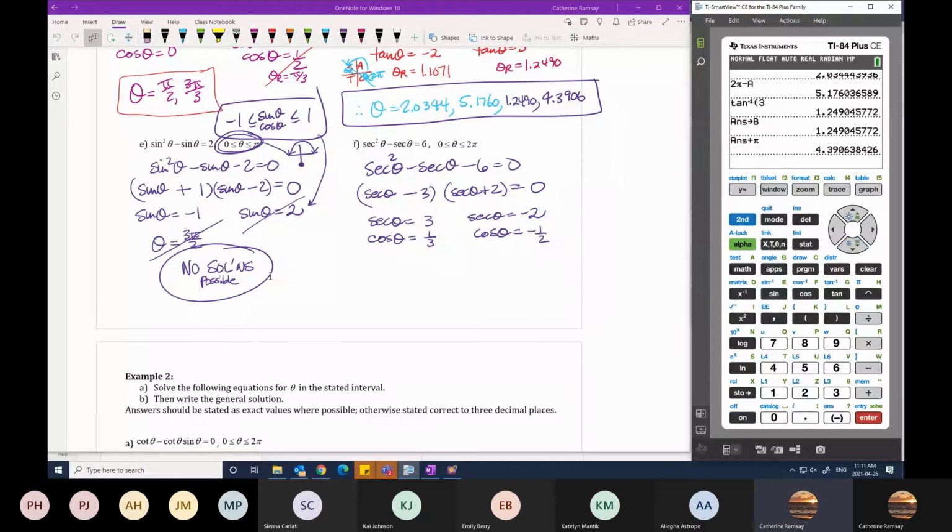Okay, so cos theta equals 1/3 is a calculator question. It's not an exact value on the calculator, so I'm going to go inverse cos of 1 divided by 3. And I get 1.2309. So my reference angle is 1.2309. And again, you can store this, but actually, because this is in 1 revolution of the circle, cos is positive in quadrant 1, which would be my reference angle, and quadrant 4.